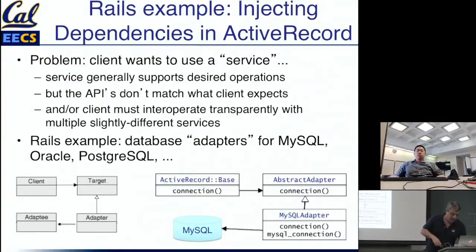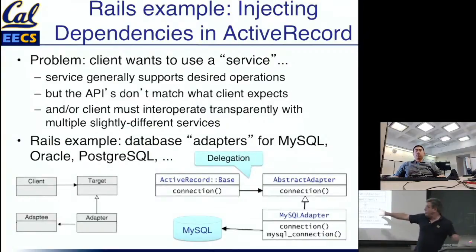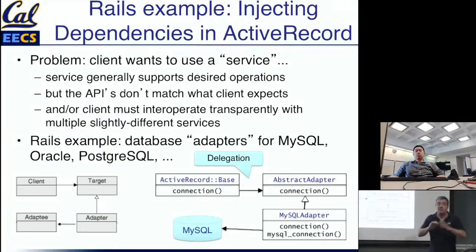OK, coolio. So again, what are the mechanisms being used here? Delegation. This connection method in Active Record base doesn't actually do anything. It just forwards the call to the appropriate method in abstract adapter.